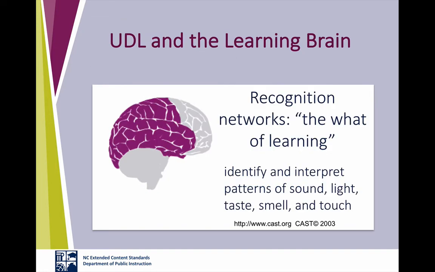The recognition networks, located in the back of the brain, enable us to identify and interpret sound, light, taste, smell, and touch. For example, when you answer the phone and hear a familiar voice, you can easily tell who it is without having the person give his or her name.